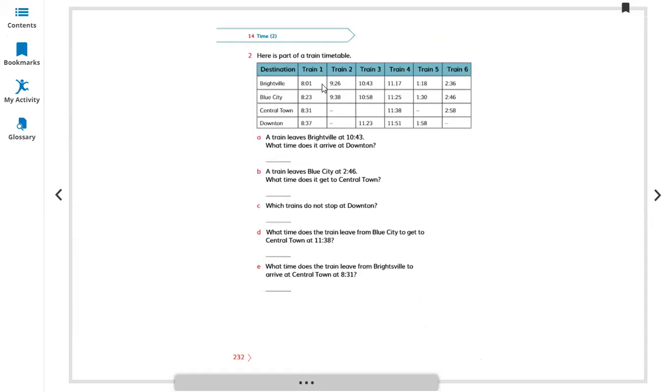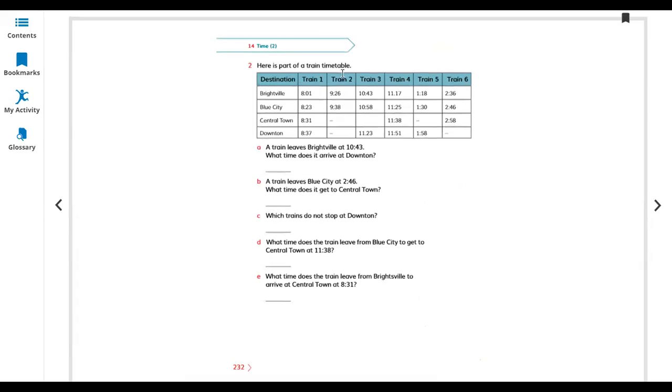Question number two. Here is a part of a train timetable. Different trains, so the timetable for destinations. A train leaves Bridgeville at 10:43. What time does it arrive at downtown?